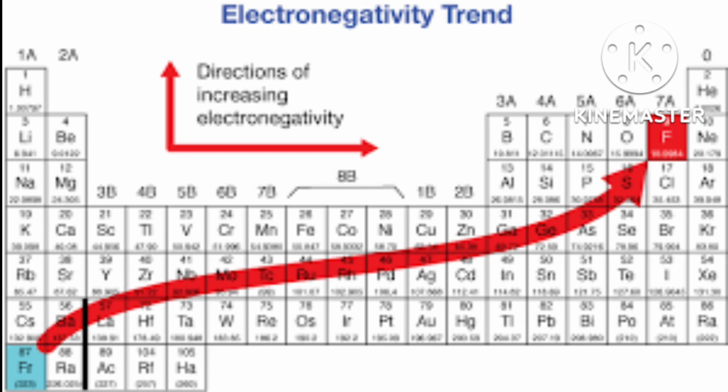Electronegativity generally increases across a period from left to right, that is from lithium to fluorine, as I have told you, and decreases down a group, say from fluorine to astatine. Fluorine's value is 4.0, chlorine 3.0, bromine 2.8, iodine 2.5, astatine 2.2. This is the case in a group.